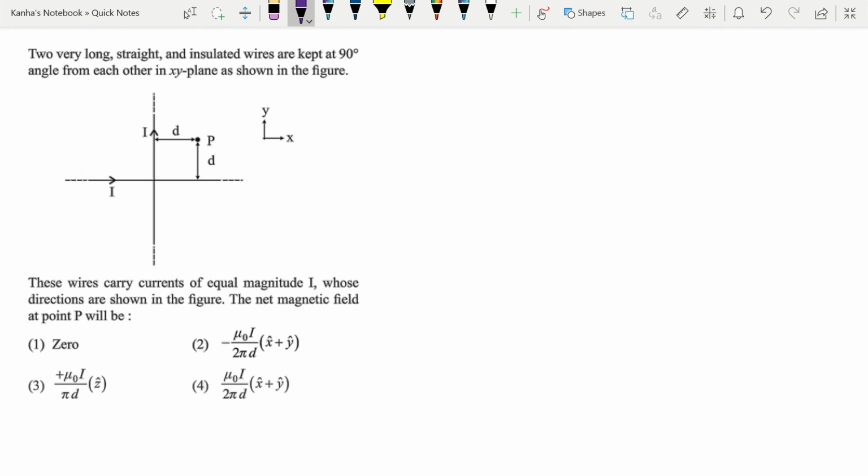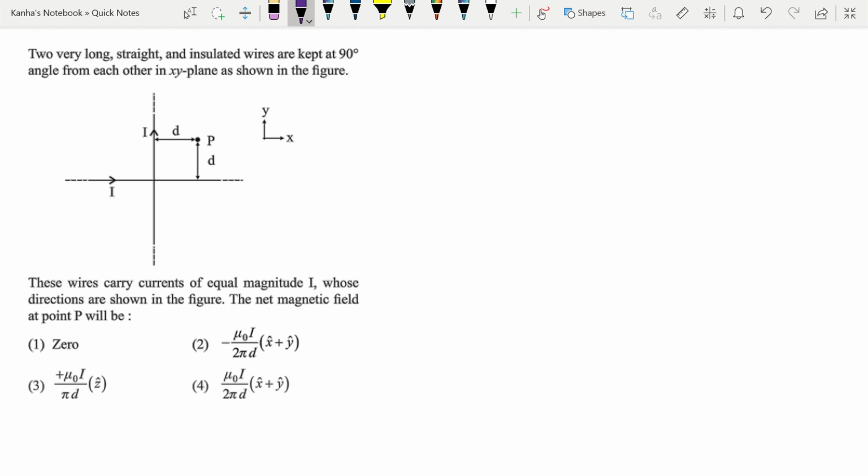In the previous questions, we were looking at the magnitudes of different things such as the magnetic field or the force. But now in this question, we will employ the directional nature of the magnetic fields or the forces to solve this one. Let's look at the question. There are two very long straight and insulated wires which are kept at 90-degree angles from each other in the xy plane as shown in the figure. These wires carry currents of equal magnitude I whose directions are shown in the figure. The net magnetic field at a point P will be given as what?